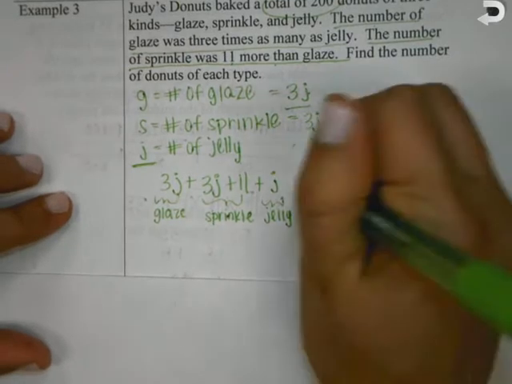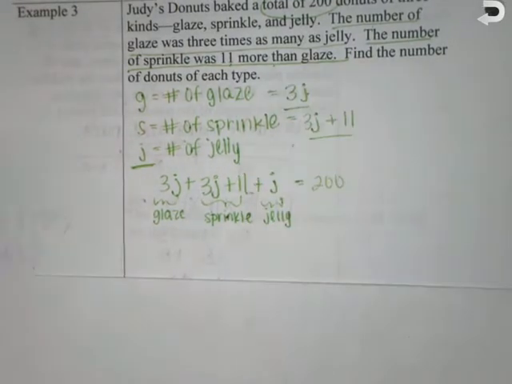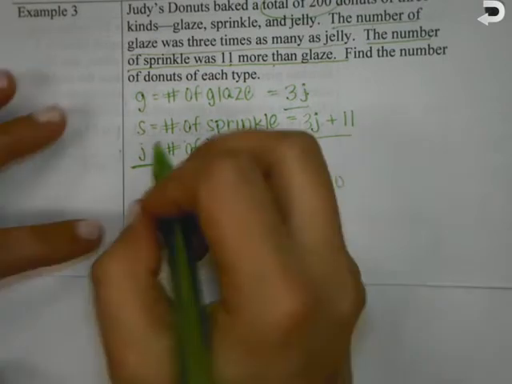So let's combine like terms. I have 3J plus J. So what's that going to give me? 7J. Oh, sorry. 7J plus 11 equals 200.